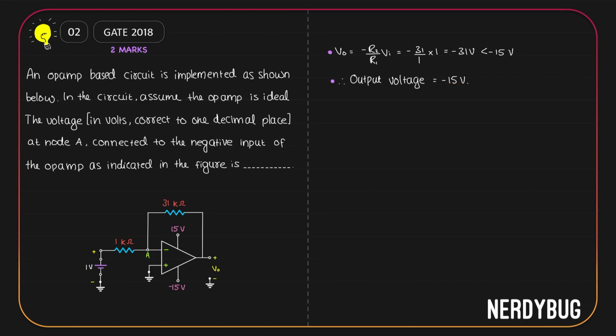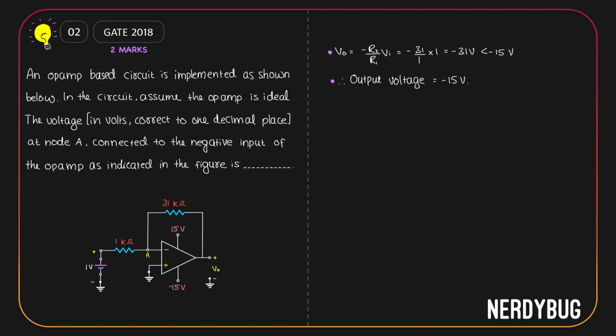Now in the figure we have a point over here that is called A. What we have to find out is actually the voltage at A. Usually we know that whatever is the potential we have at the positive terminal, that is exactly what we have at the negative terminal because of virtual ground. Then potential at A should be equal to 0, right? Wrong.